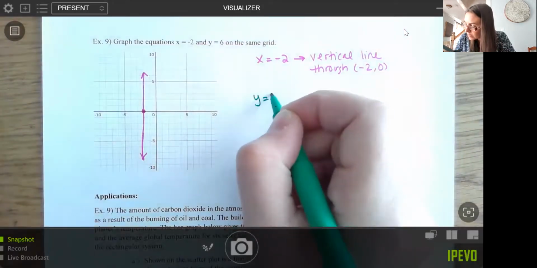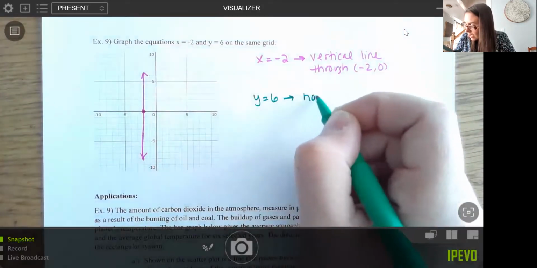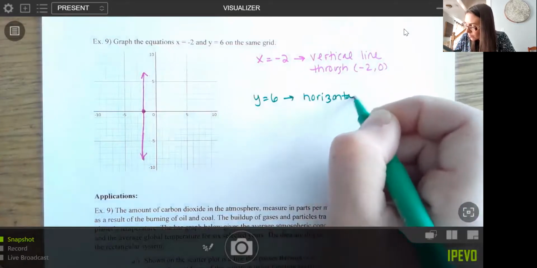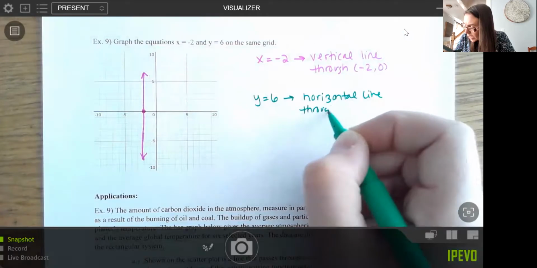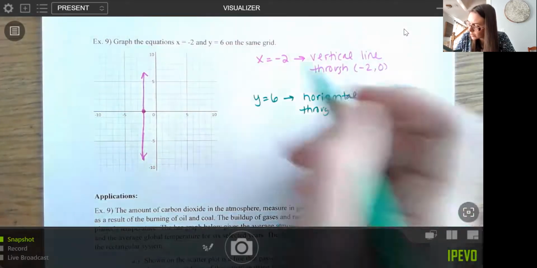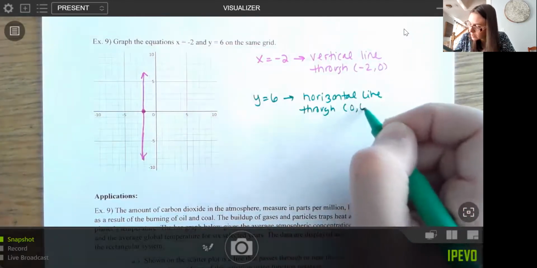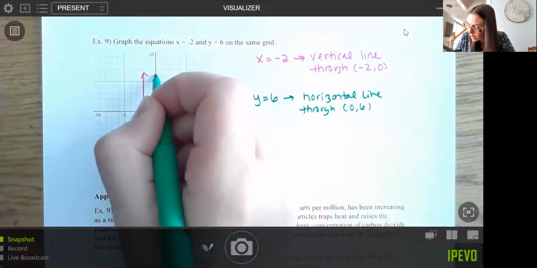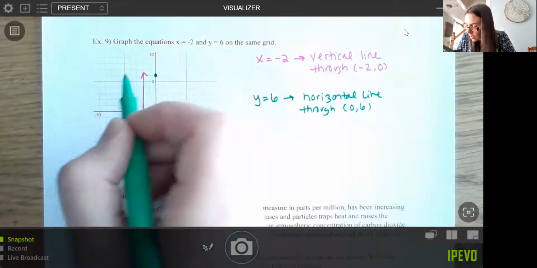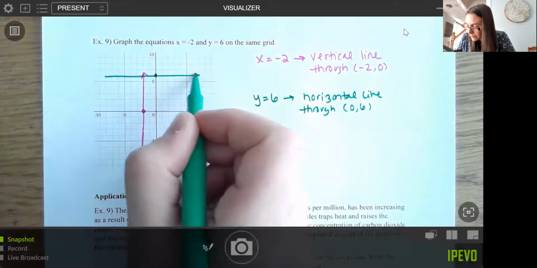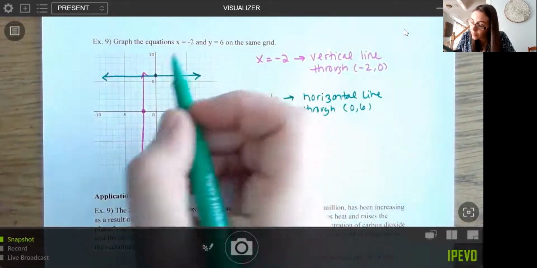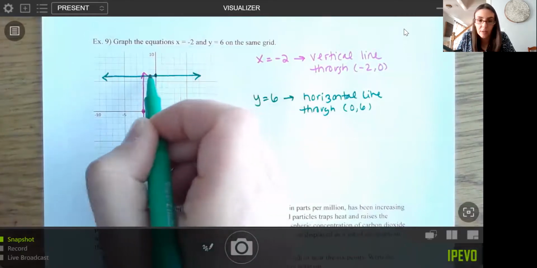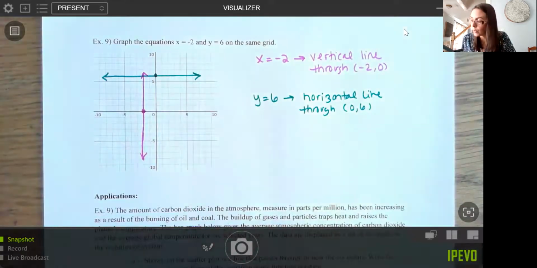For y equals 6, that's going to be your horizontal line. And it's through the point, let's see, here we're doing 6, so 0, 6. So I find 6 on my y-axis, and then I just draw a horizontal line right through it. Okay. And again, for my math lab, you will need 2 points. You can click a point on either side, and it will draw that line for you.